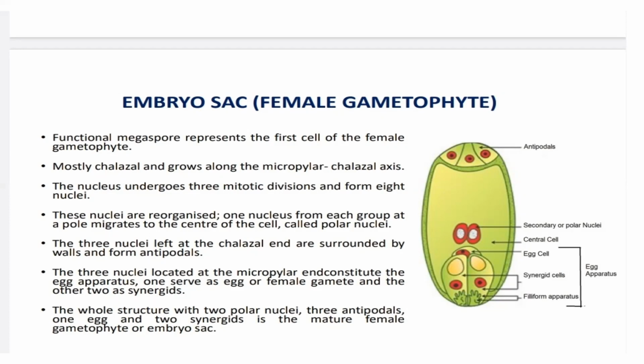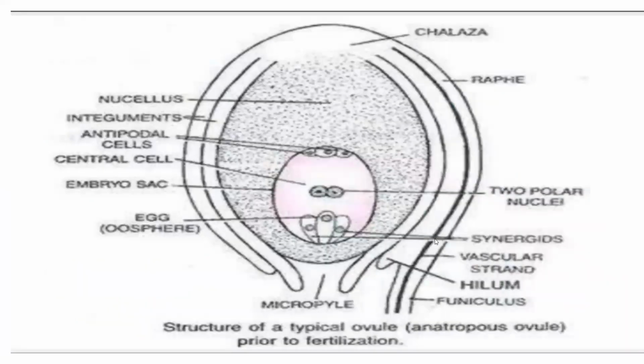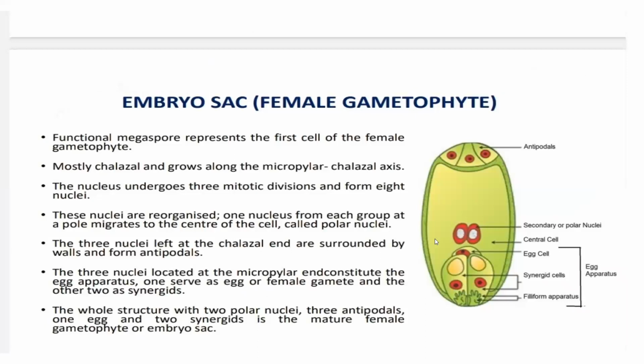Normally one of the megaspores is situated towards the chalazal end, the lower one, and the remaining ones go towards the micropylar end. The functional megaspore represents the first cell of the female gametophyte, mostly chalazal, and grows along the micropylar and chalazal axis.